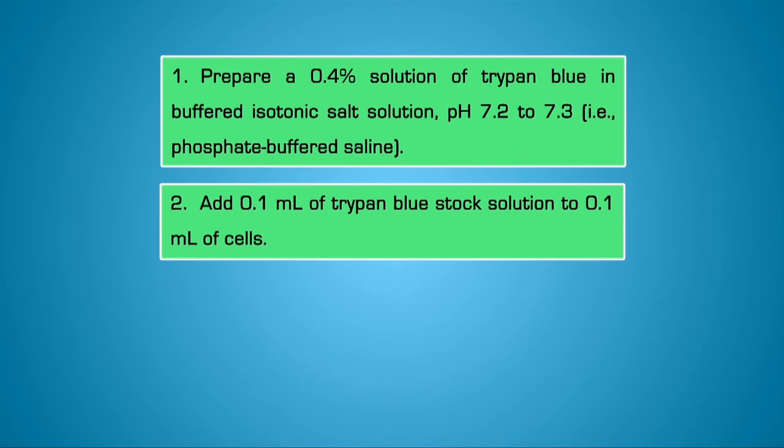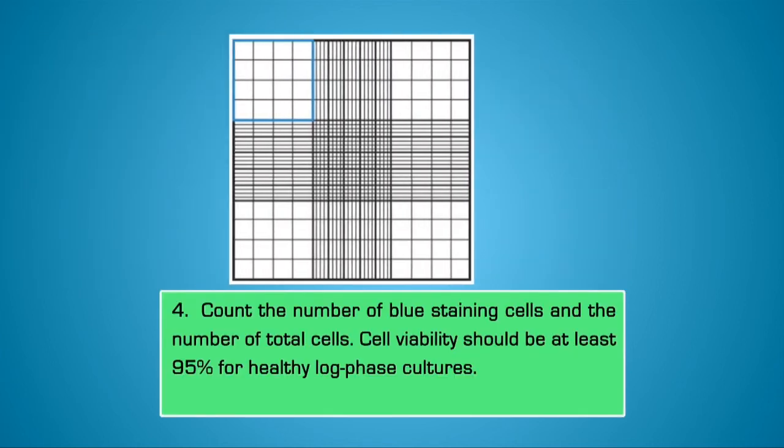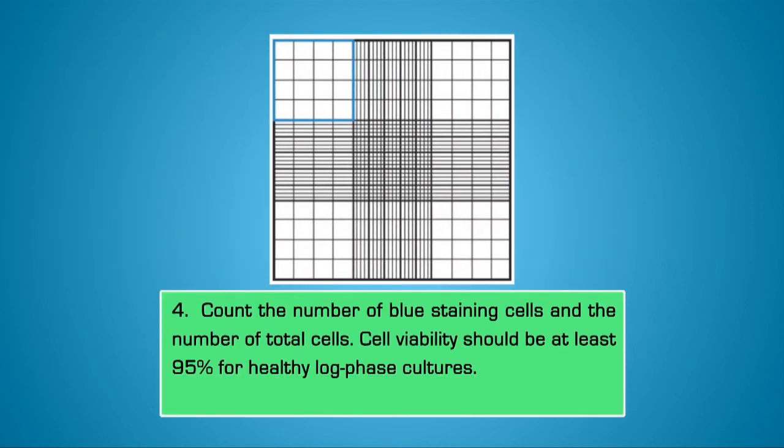Next, add 0.1 ml of trypan blue stock solution to 0.1 ml of cells. Load a hemocytometer and examine immediately under a microscope at low magnification. Count the number of blue staining cells and the number of total cells. Cell viability should be at least 95% of healthy log phase cultures.